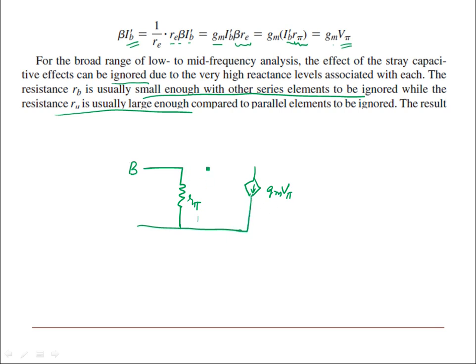because you have neglected C mu and C pi. So if you neglect these, then finally you have a simplified circuit like this for the low to mid frequency analysis. And the base resistance rb can also be neglected, and in the parallel branch you have r mu also, that is also of mega ohm range, that can also be neglected. So finally you get a circuit which you are already familiar with.